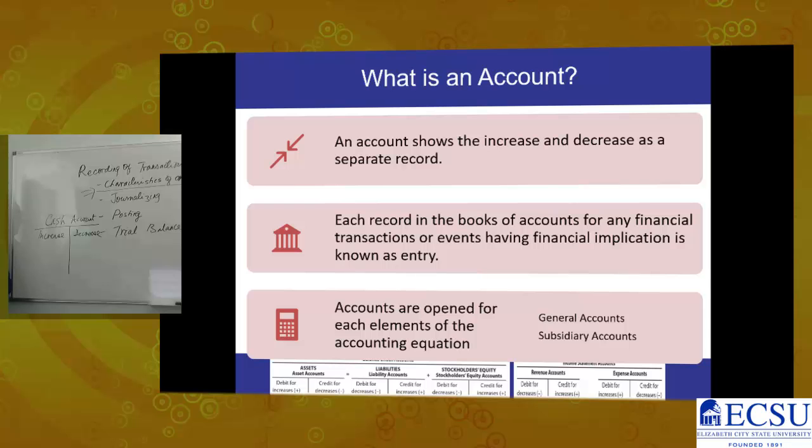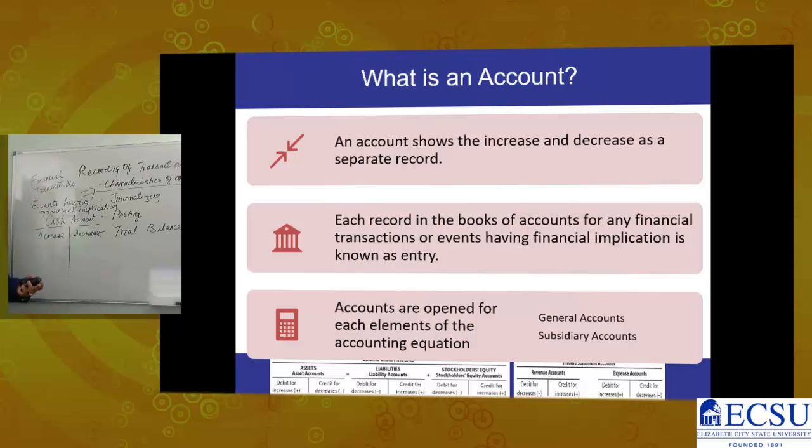Now, as I've been saying to you, first you need to understand what are the things that I'm going to put in an account. Only those that are considered as financial transactions. So that is number one, financial transactions. And then next would be the events having financial implications. Those are the two things that we are going to include in our account as a record.